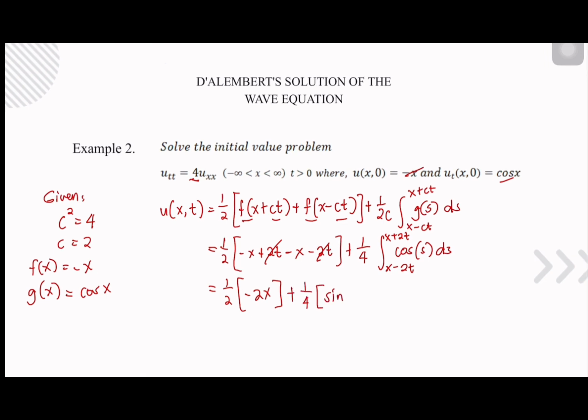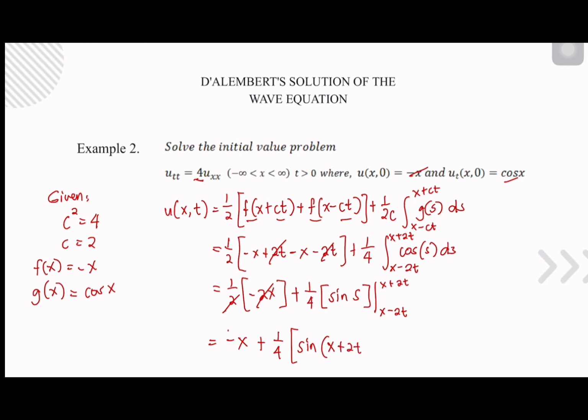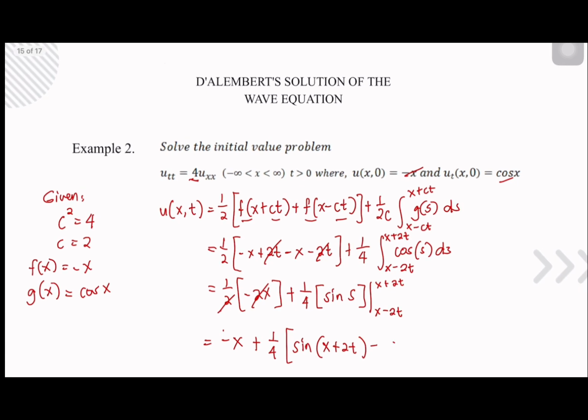The integral of cos s is sine s evaluated from x minus 2t to x plus 2t. To simplify, 2 will be cancelled out, so we will be left with negative x plus 1/4 of sine of x plus 2t minus sine of x minus 2t.